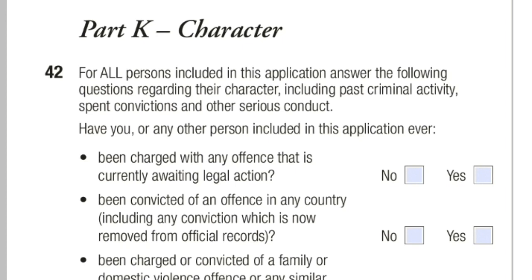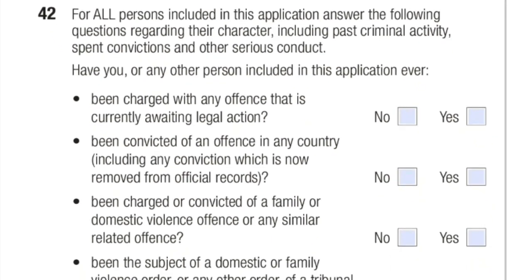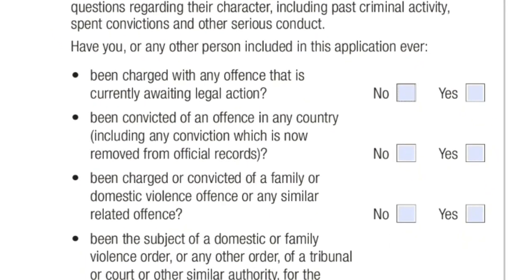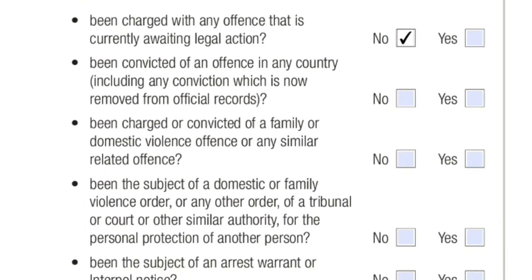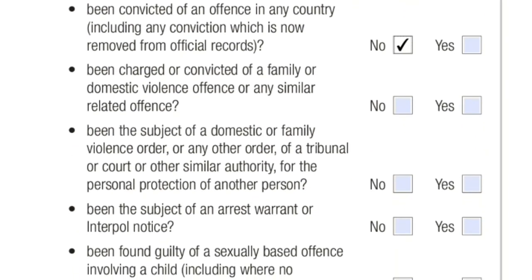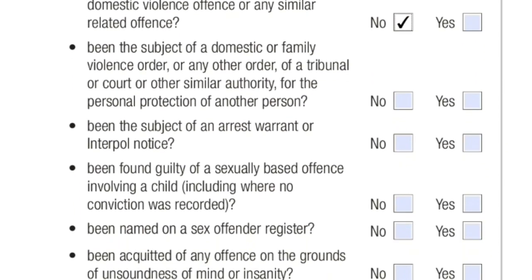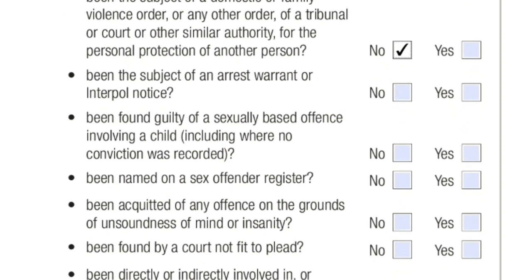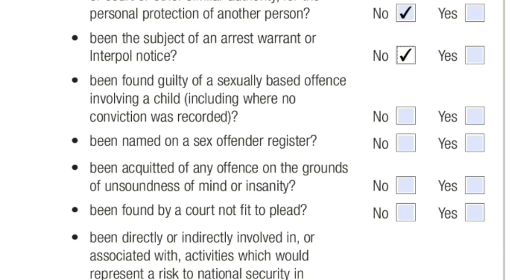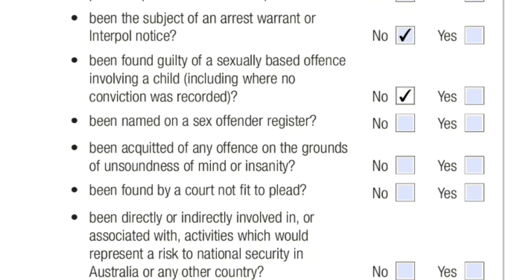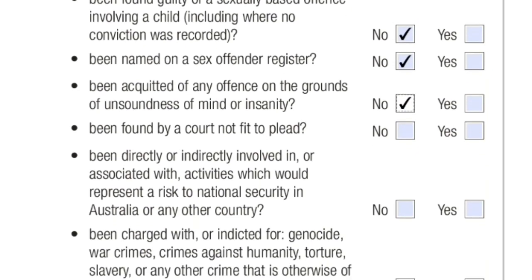Part K, Character. For all persons included in this application, answer the following questions regarding their character, including past criminal activity, spent convictions, and other serious conduct. According to your character, choose yes or no for each question.